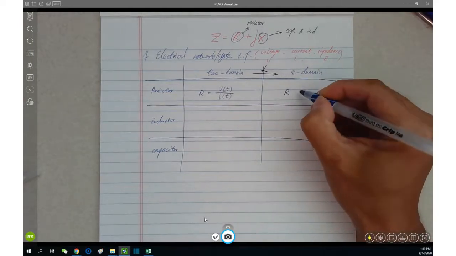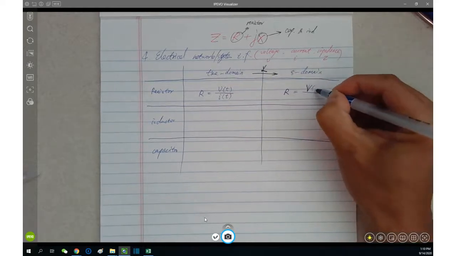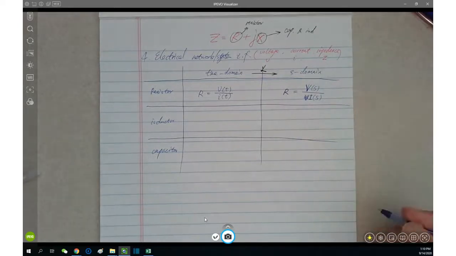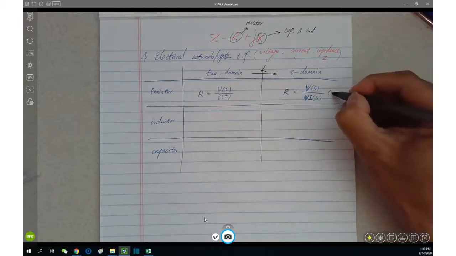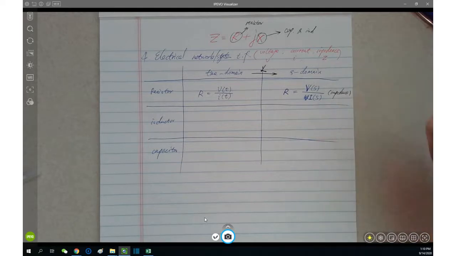Resistance itself, which is constant, just equals capital V of S divided by capital I of S. That's very simple. And again, this is nothing but the impedance of the resistor. The impedance of the resistor is nothing but the resistance itself.